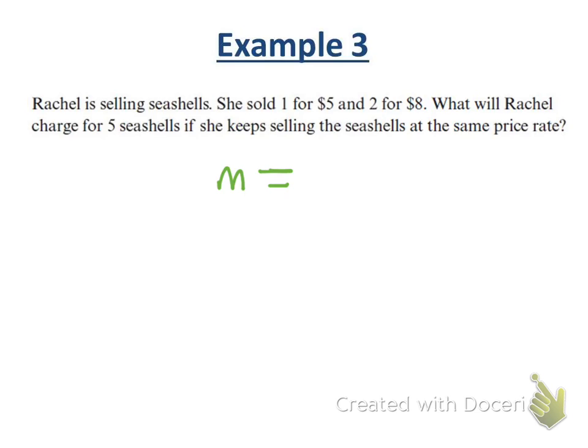It's going to be 8 minus 5 over 2 minus 1. 3. That's equal to 3. So she increases by $3. That's all we have to do. No, we want to know how much she's going to charge for 5 seashells. That'd be $15. Plus 5, because that's the base rate. You have to multiply by 3.